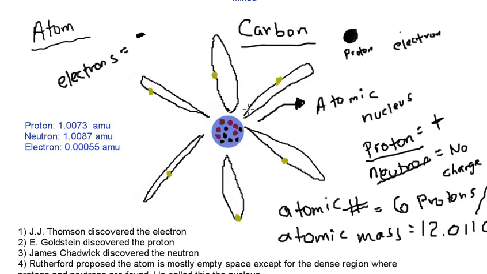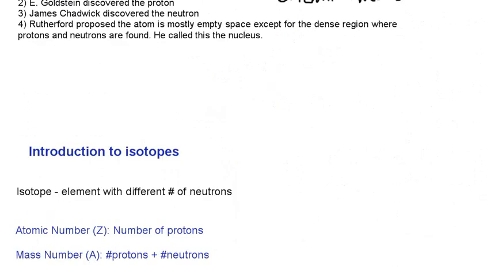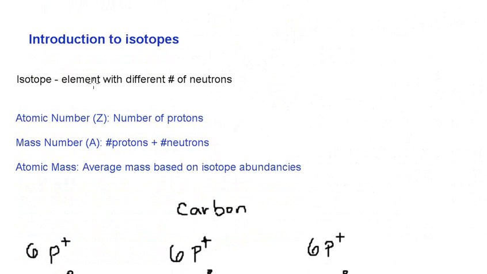Okay, the number of protons is the same for every atom, so the number of protons doesn't change, and the number of electrons doesn't change. Okay, so the atomic number, which is the number of protons, stays the same, but the neutrons in an atom can actually be different. And that's what an isotope is. An isotope is an element with a different number of neutrons.